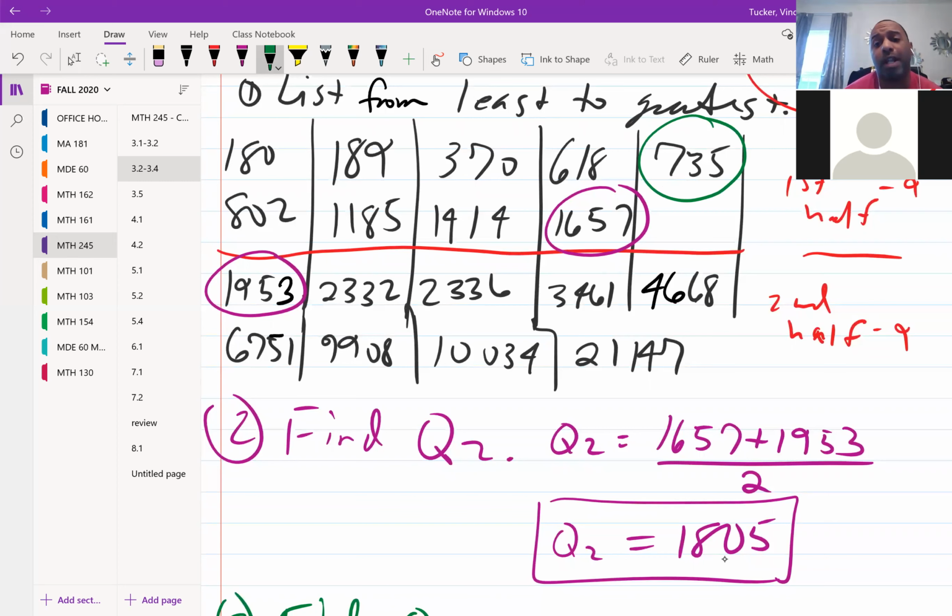And so be careful here. A lot of times people will leave out 1657 and 1953 because you use that to calculate Q2. Just because you use those to calculate Q2 does not stop them from being a part of the data set. So remember your median is 1805, which is in between 1657 and 1953. And so those are still a part of your data set, and they should be included as in 1657 as a part of your first half of data, 1953 a part of your second half of data.